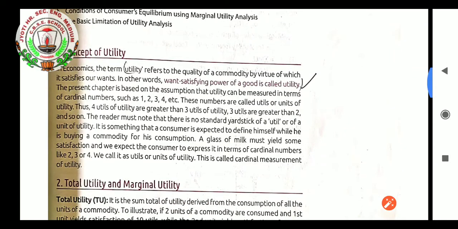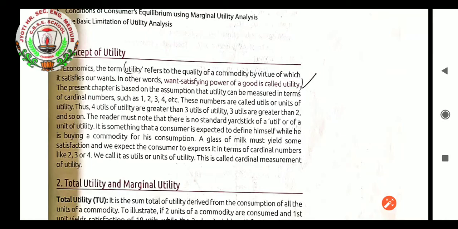The present chapter is based on the assumption that utility can be measured in terms of cardinal numbers such as 1, 2, 3 and 4. For example, we can say 1 dozen bananas, or we want 1 kilo of apples. That way we can say what we want, and also how much money we have to spend to fulfill our demand.